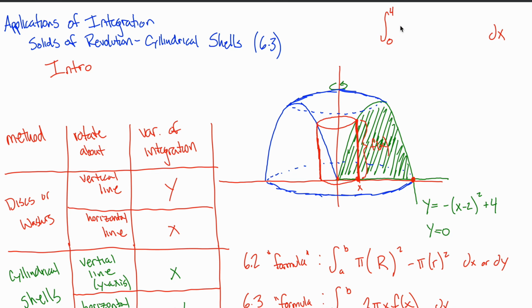Okay, so what do I want to integrate? It's always going to be 2 times pi times the radius. And the radius is going to be my variable x here, the distance from here to here, times the height of that cylindrical shell, which is f of x, which is given to me by this equation right here. Integrate this thing and you're done.